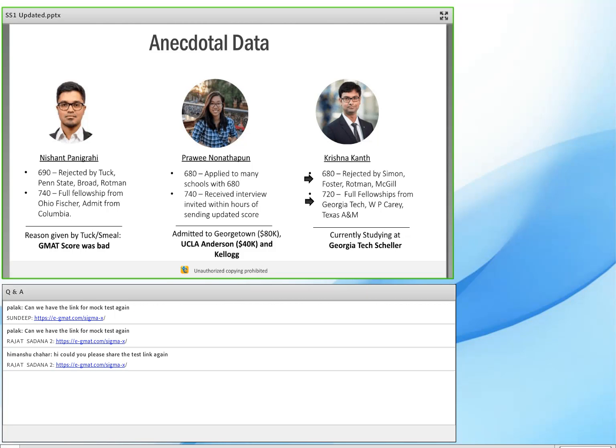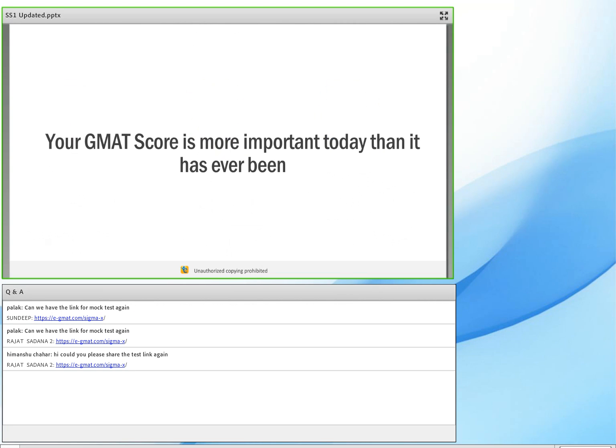Okay. What's the difference between a scholarship and a fellowship? That's a great question. A fellowship typically is 100%, which means a full tuition scholarship is what I call a fellowship. A scholarship could cover a partial tuition. So great question, Anuj. Bottom line is your GMAT score is a lot more important today than it has ever been, or than when I took the GMAT.